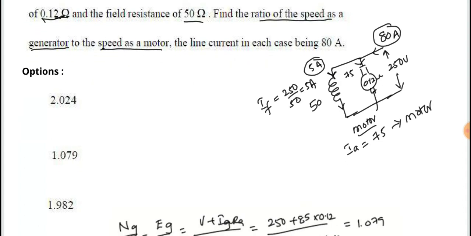Now similarly, let me take it as a generator. When the machine is acting as a generator, the entire current has to be supplied by this machine. At that time, the generated current will be, how much is it delivering? 80 it has to deliver, and again you have to add 5. So 80 plus 5 is equal to 85 amperes. Hope you understand this. So when acting as a motor, IA is 75 amperes. When acting as a generator, IA will be 85 amperes, which it has to deliver.